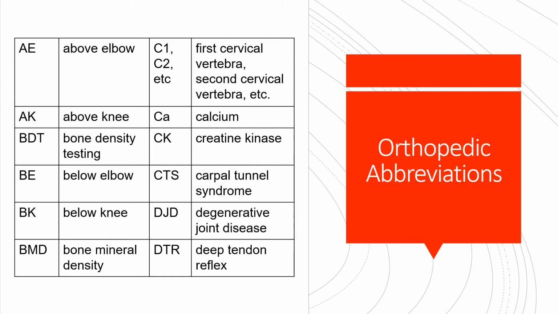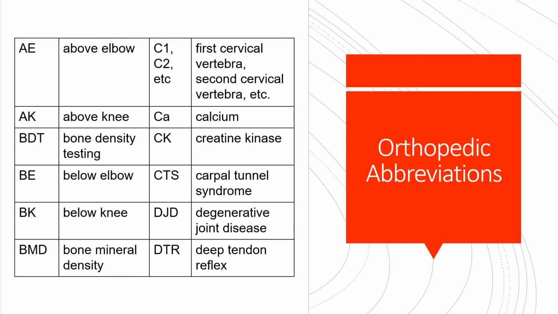Okay, so let's move on to the last portion of this chapter, which is orthopedic abbreviations. AE stands for above elbow, AK above knee, BDT bone density testing, BE below elbow, BK below knee. BMD is bone mineral density. C1, C2 refers to the first cervical vertebra or the second cervical vertebra. So the vertebrae that are up near your head in your neck region are called the cervical vertebrae, and you'll learn more about these in anatomy.